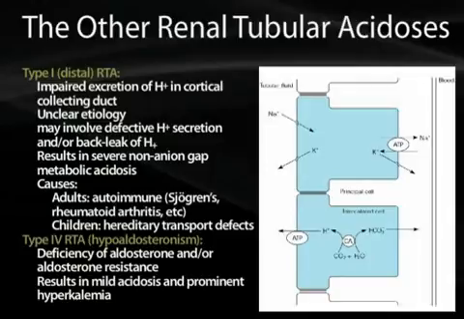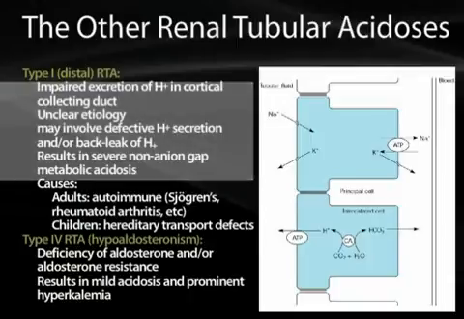This is not meant to be purposely confusing. Nevertheless, it often confuses many medical students and residents alike. Distal renal tubular acidosis occurs primarily through impaired excretion of hydrogen in the cortical collecting duct. This can be through many different etiologies.